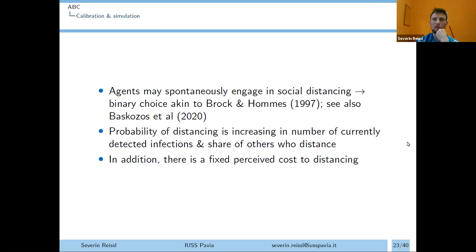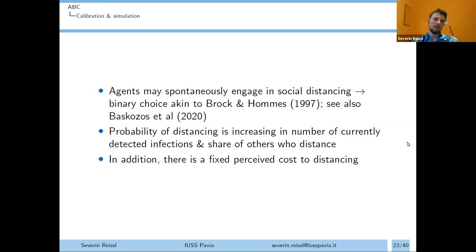In particular, we assume that the probability of engaging in social distancing of an agent is increasing in the number of currently detected infections, as well as the share of other agents who also already socially distance. So there's an element of social influence in there. And finally, we also assume that there is a fixed perceived cost to social distancing, a kind of an inconvenience that must be overcome before you engage in social distancing.